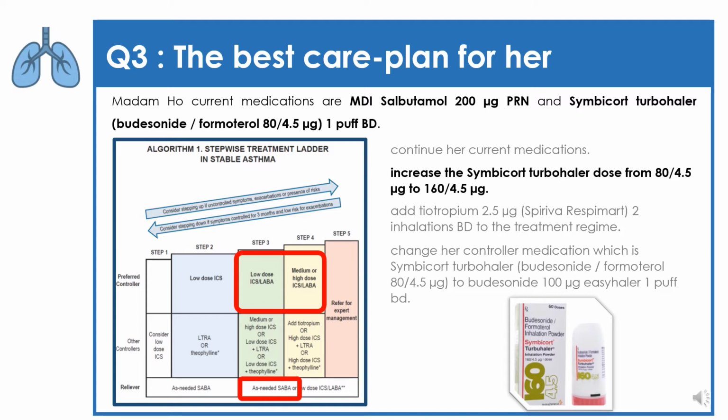We do not suggest adding tiotropium because she is already on the preferable controller, not the other controller. We cannot change her controller medication from Symbicort to the Easyhaler because Symbicort is the combination of budesonide and formoterol. Meanwhile, the Easyhaler contains only the budesonide corticosteroid drug without the long-acting beta agonist. This would be a step-down approach.